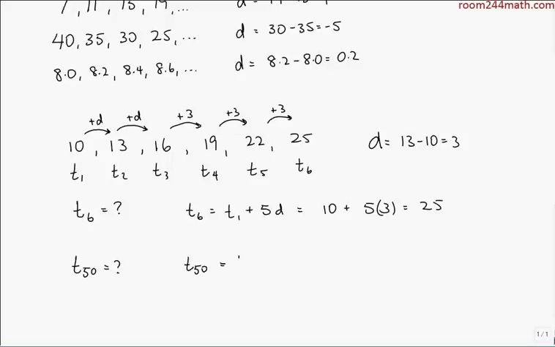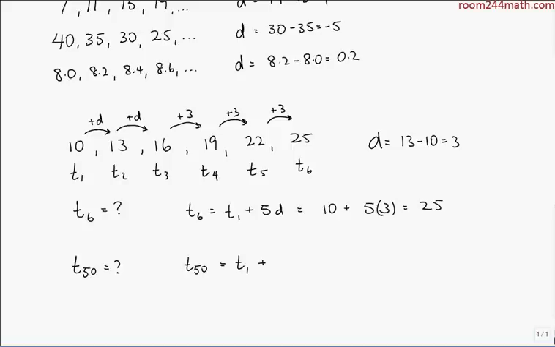So T50, if we start from T1, how many times do we have to jump? How many times do we have to add the common difference to get from T1 to T50? Now, it's a pretty common or intuitive answer to say 50 jumps, but let's be careful here.